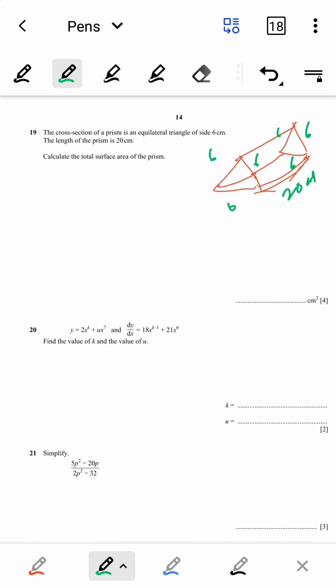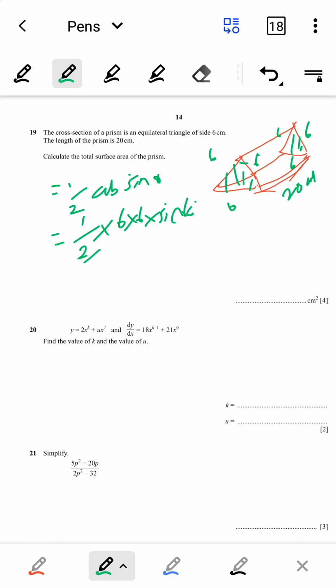We know very well how to calculate the area of a triangle, because we can take this as triangles as well as rectangles. 3 rectangles are there, 2 triangles are there. Area of triangle, we just studied: half AB sine theta. Theta here is 60 degrees since it is an equilateral triangle, all angles are 60 degrees. So half into 6 into 6 into sine 60, will be getting as 18.